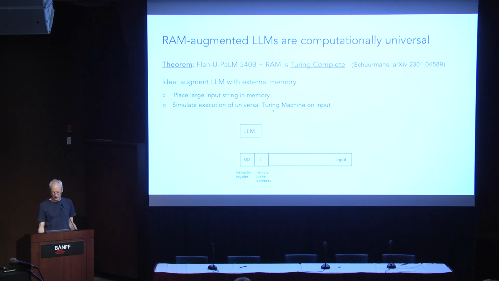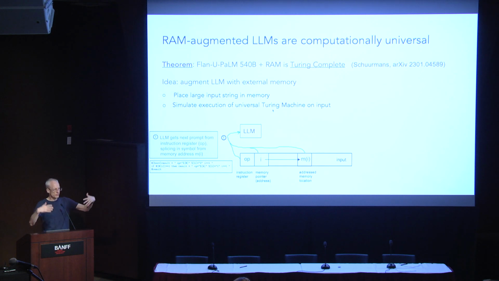There's a memory location which is an address pointer, which points to some other location in the memory. And the way the compute cycle works is it takes the string from op, that'll be the next prompt, and then it splices in the value at the current indexed memory location into that string, and feeds that string into the language model. Anyway, if you're interested, there's a paper you can look at.